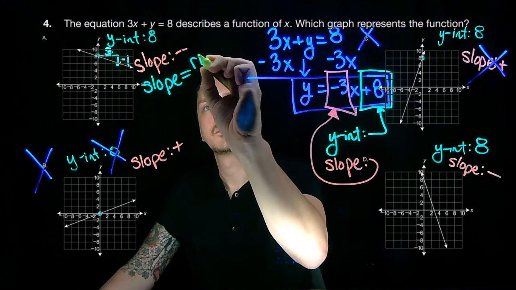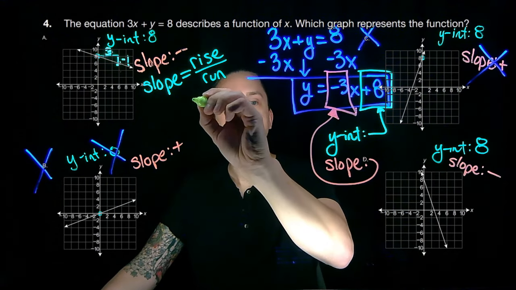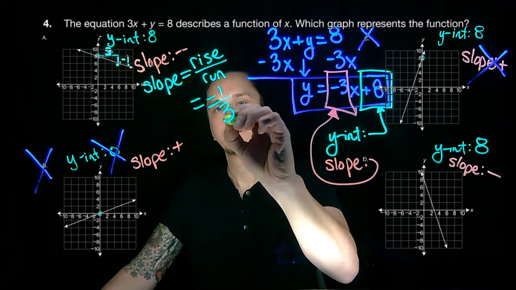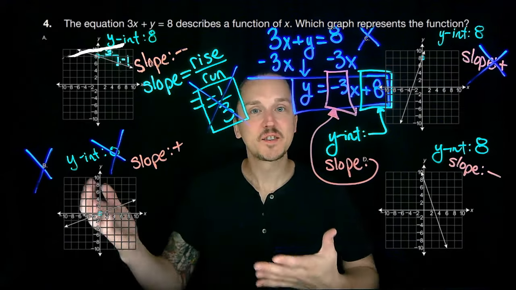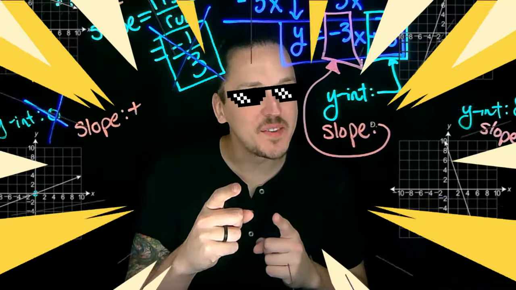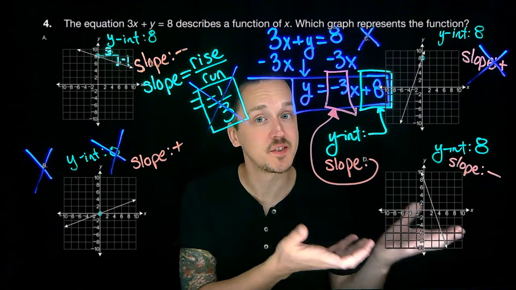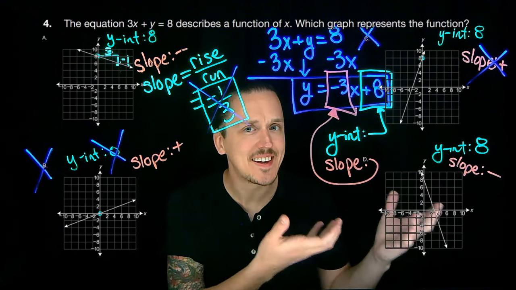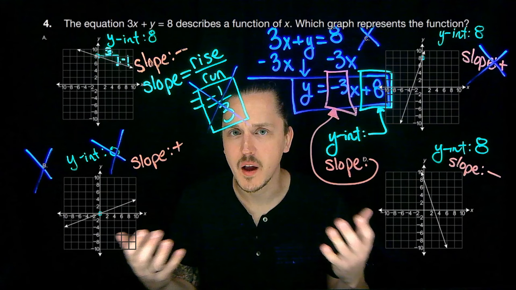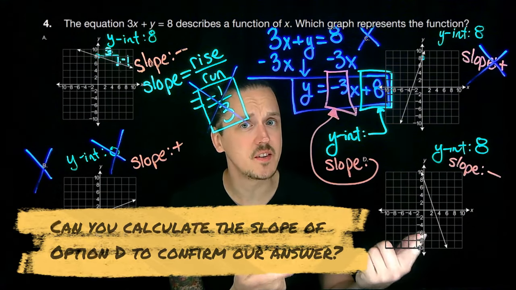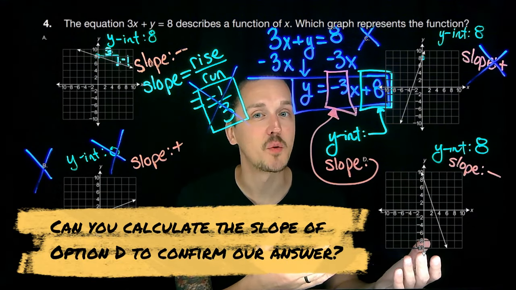Now slope is rise over run, so option A's graph has a slope of negative 1 over 3, which is not equal to negative 3. So we know it can't be option A. But wait, there's more. Though we now know the answer is D, I want you to confirm whether D really is the answer, or do we need to rethink our steps? Can you calculate the slope of option D using rise over run and confirm that it's negative 3?